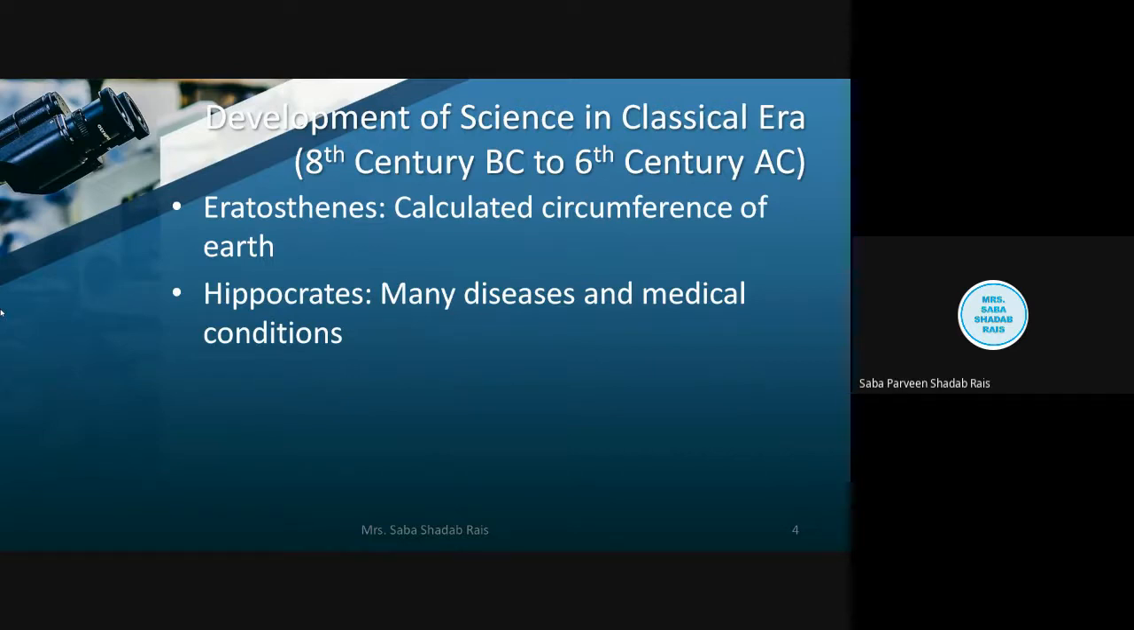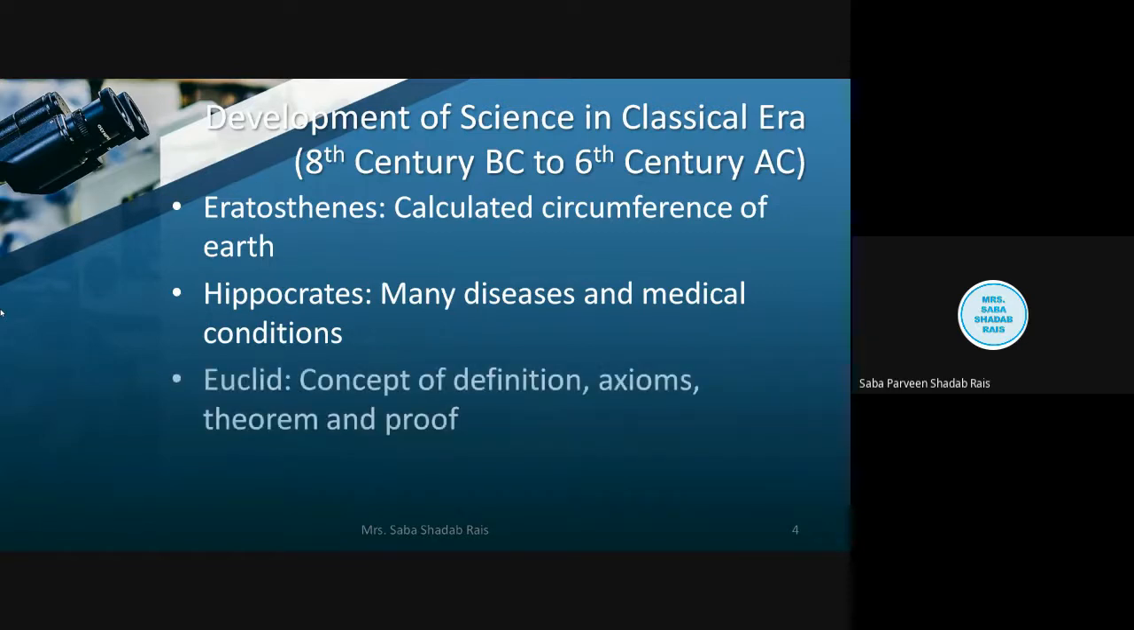So Hippocrates was the first to give the idea about medicine and disease. And much of the knowledge he has given, the oath for the physician, is still relevant and in use in today's world. Now next was Euclid.